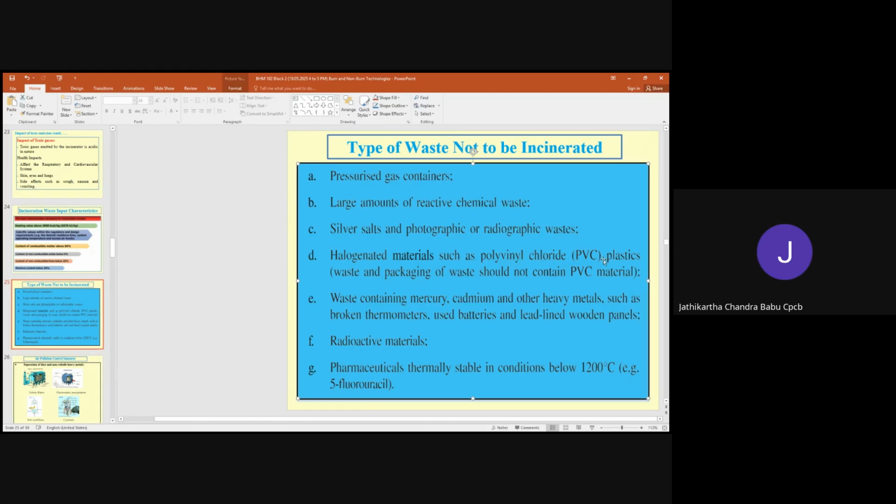Halogenated materials such as polyvinyl chloride plastics should not be incinerated. Waste containing mercury, cadmium, and other heavy metals should not be incinerated. Examples include mercury thermometers, used batteries, and lead-lined wooden panels. Radioactive materials also should not be incinerated. All pharmaceutical waste has to be disposed of only at higher temperatures, more than 1020 degrees.